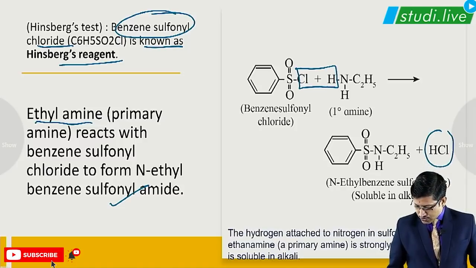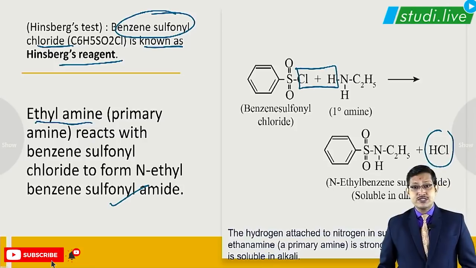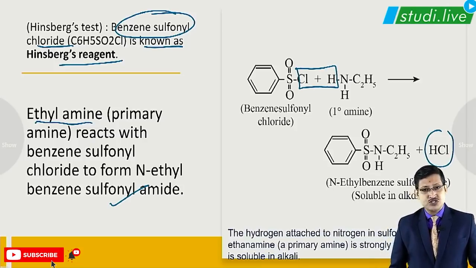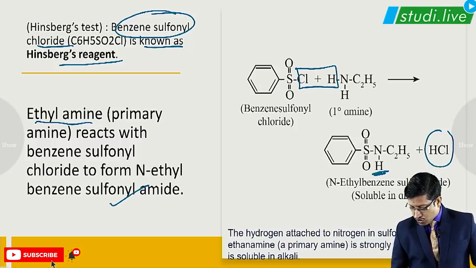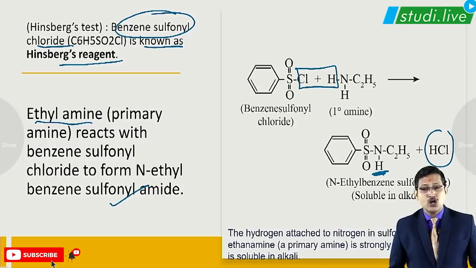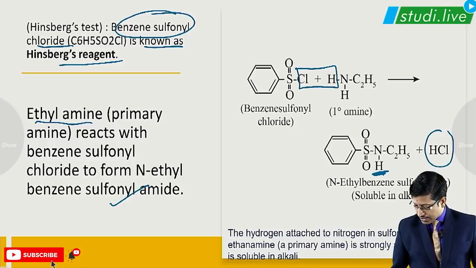Yes. Now this is the first step. Now a very important statement is mentioned here. The hydrogen atom is attached to the nitrogen in the sulfonamide group, and that makes it strongly acidic, and hence it is soluble in alkali. This H I am talking about. So this H provides acidic character, and that's the reason why it is soluble in alkali, or that's the reason why it reacts with alkali.